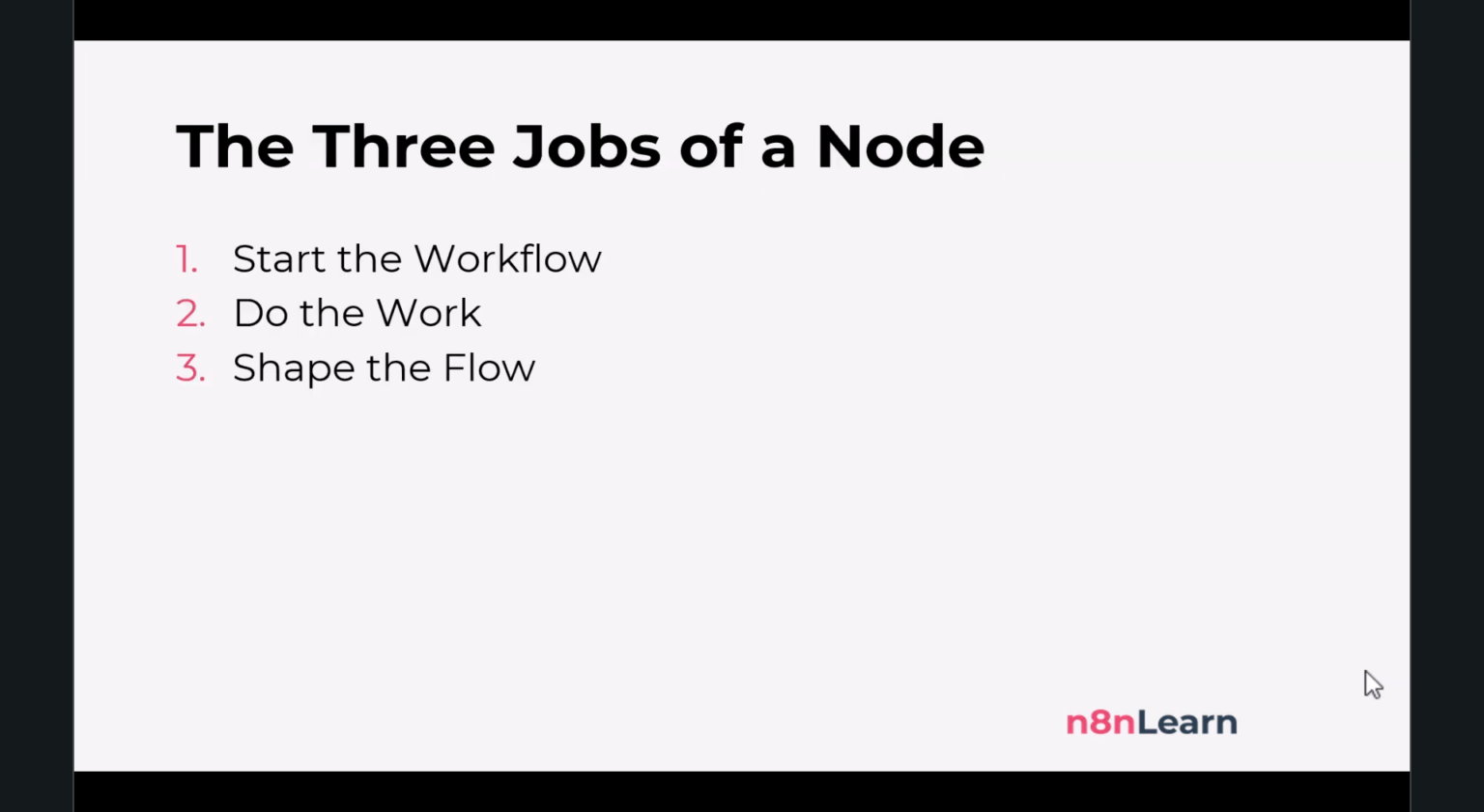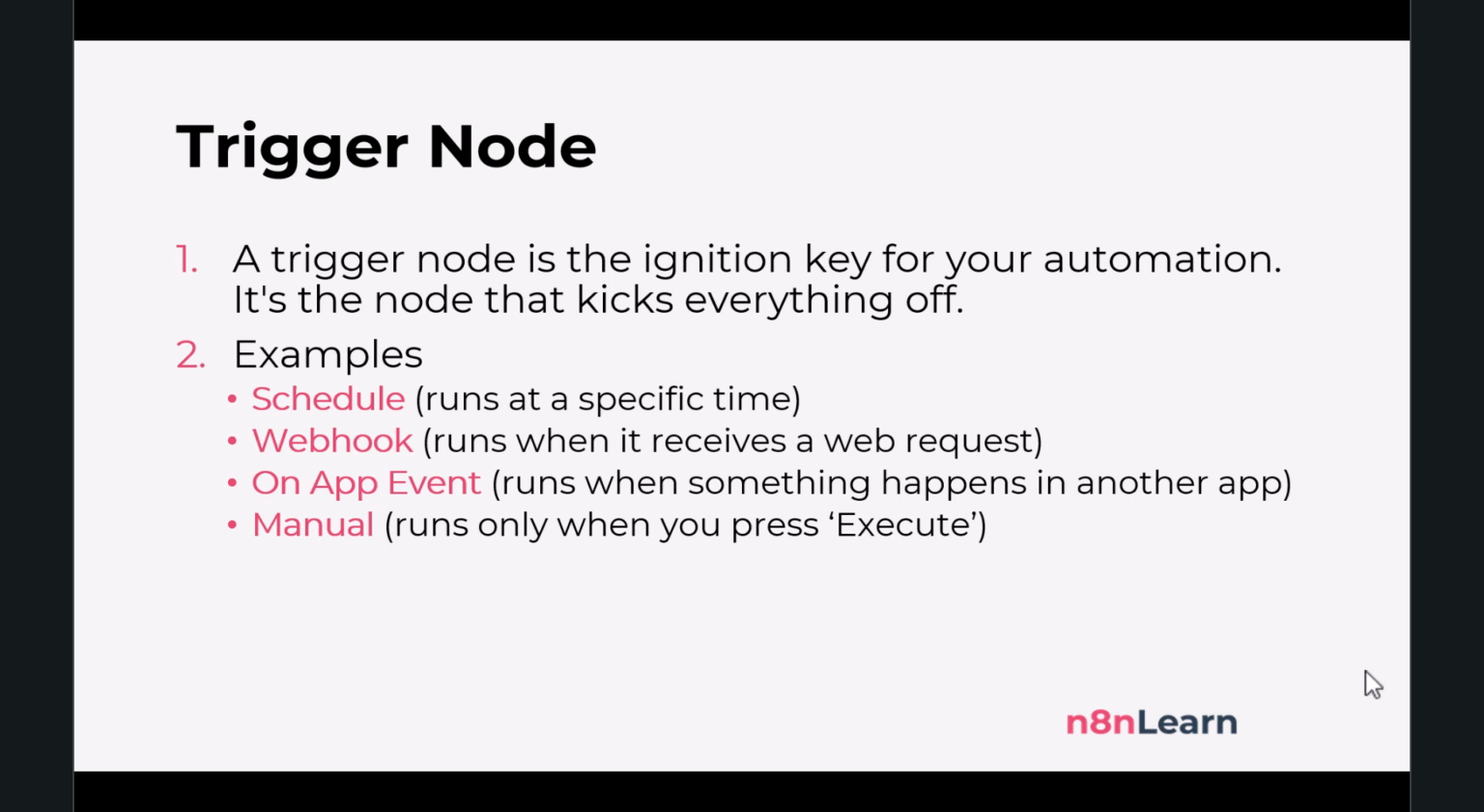Okay, but what do nodes actually do? Well, nodes perform a range of actions, but we can simplify it down to three main jobs within your workflow. And understanding these jobs is the key to understanding the different node types. So what are these jobs? Well, the three types of jobs are: first, starting the workflow; second, doing the actual work; and third, shaping the flow of data. Okay, well, what do we mean by this? Well, we'll take a look at what these three jobs mean in the context of the three node types in n8n. So let's take a look at the first node, which is the trigger node.